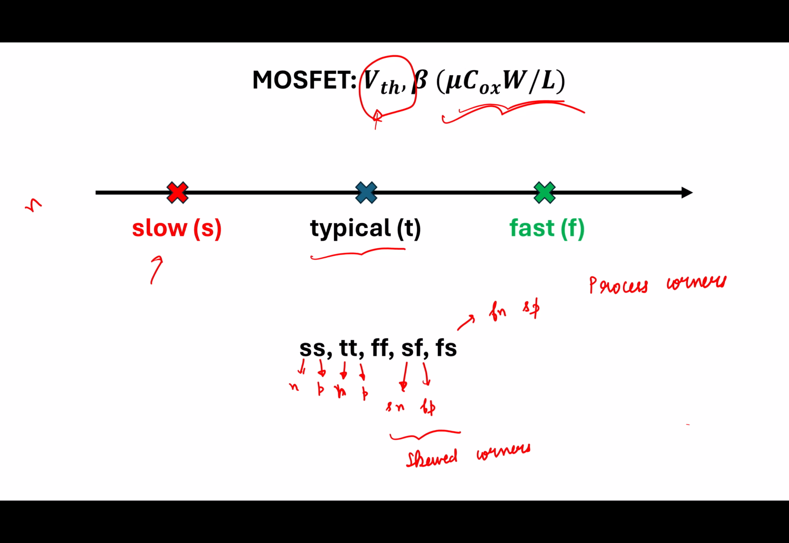It is a variation in the transistor properties. We call it process corners. That's all. And these are the 5 process corners we typically have.